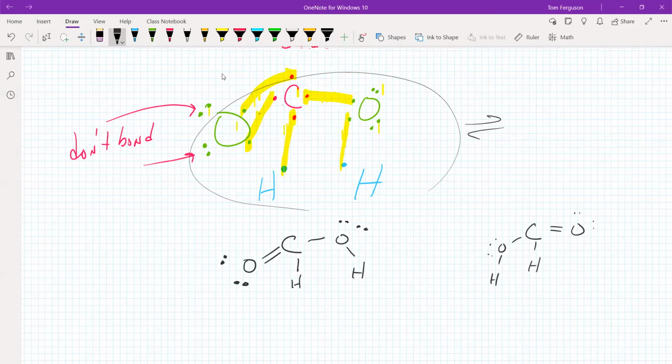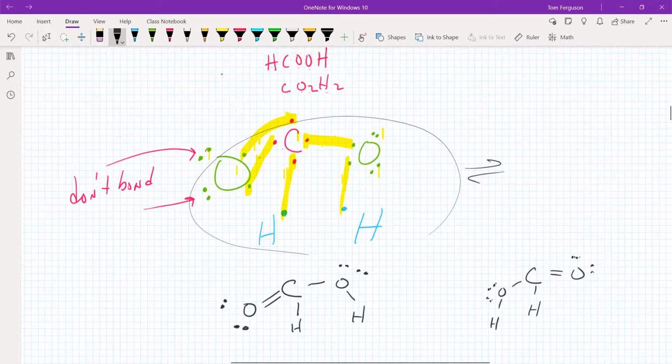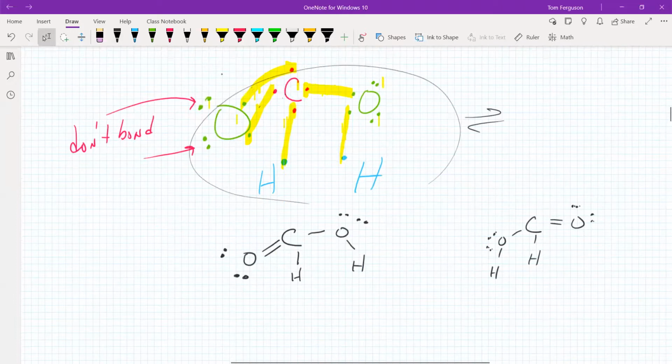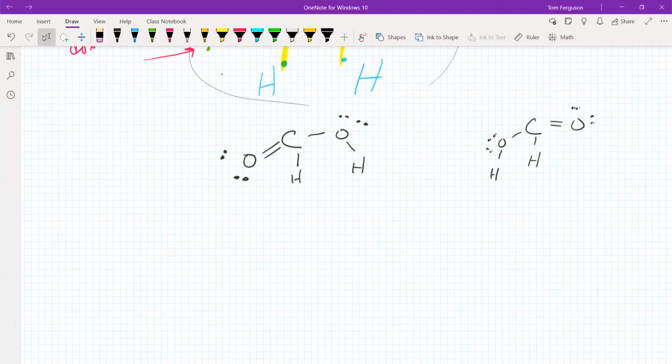Okay, these are equivalent. So this is how we went from the formula to an actual structure. Now, once we get the actual structure, we can start predicting. We can look at that and go, oh, that looks like an organic acid. So now you can test this chemical to see if it has acidic properties. If it has acidic properties, then maybe this is in fact an acid.